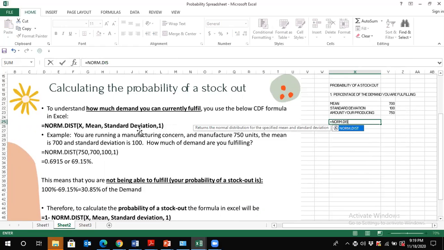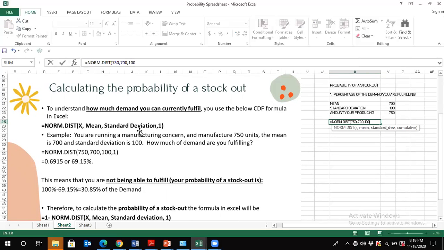So here we go, norm.dist bracket 750, and here you can see Excel is also telling me all the values I need to put in. So X is the amount I'm producing. Next I'm going to put in comma, and I'm going to put in 700, which is my mean, and then I'm going to put in the standard deviation, which is 100.